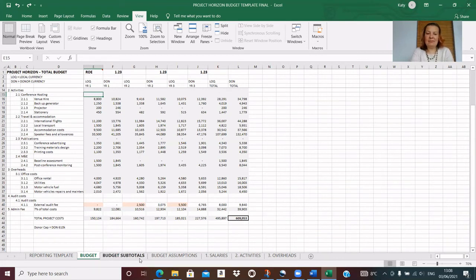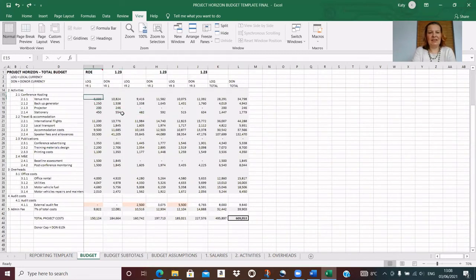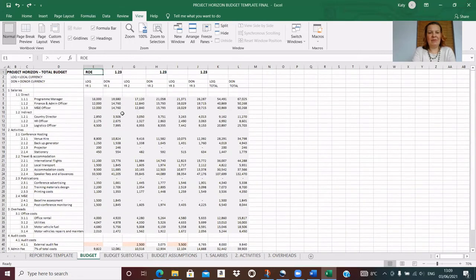I want to show you this budget subtotal sheet because this is an important control sheet and a reconciliation sheet. So all I've done here is taken in the summary by subtotals by each year and between donor and local currency. And these are all entirely formula driven again. So in this one, I'm summing up budget E7 to E13. And if I look back on my budget, E7 to E13 was up here in my salaries, E7 to E13. Oh, whoops, E7 to E13, there we go.